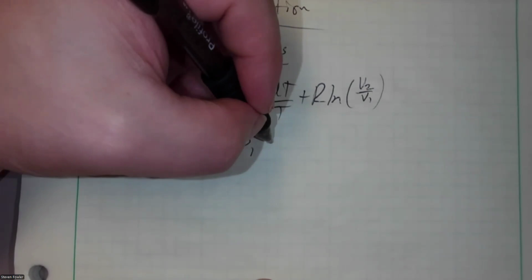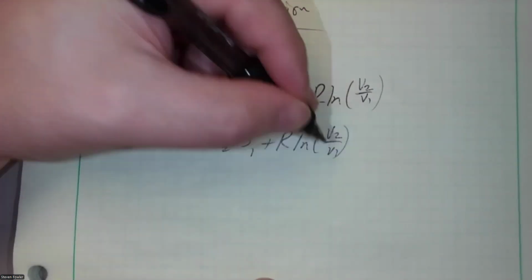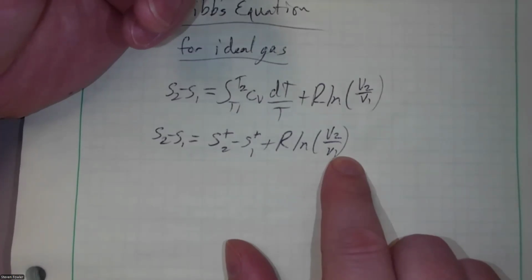You can use those. You still have to add this R ln term, and the rookie mistake is using speeds here. These are specific volumes. It's from the ideal gas law.